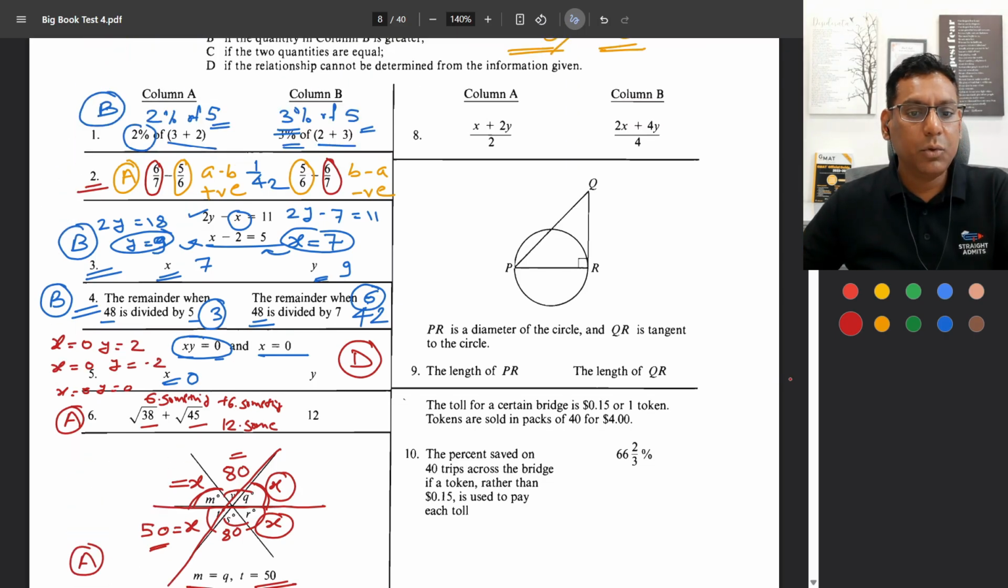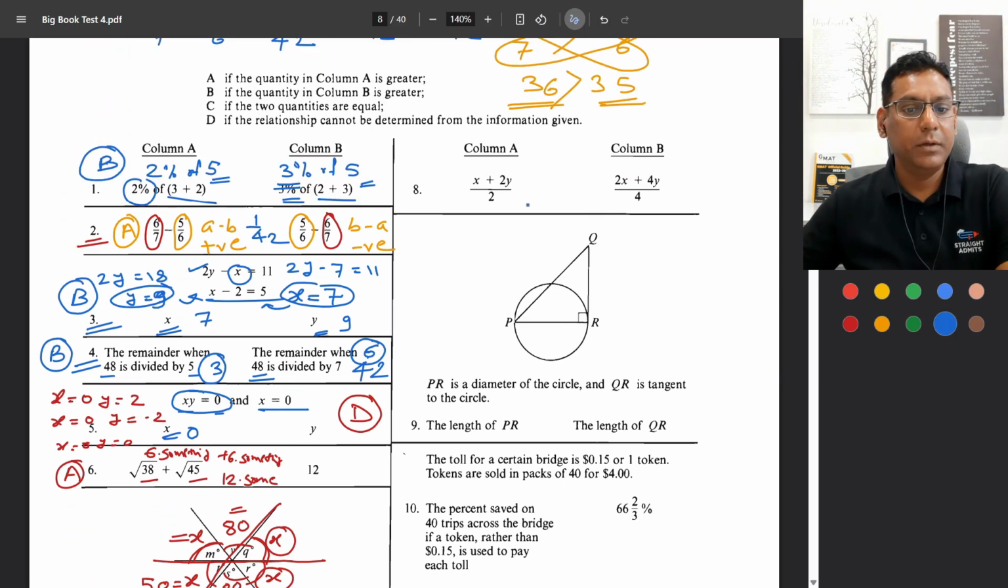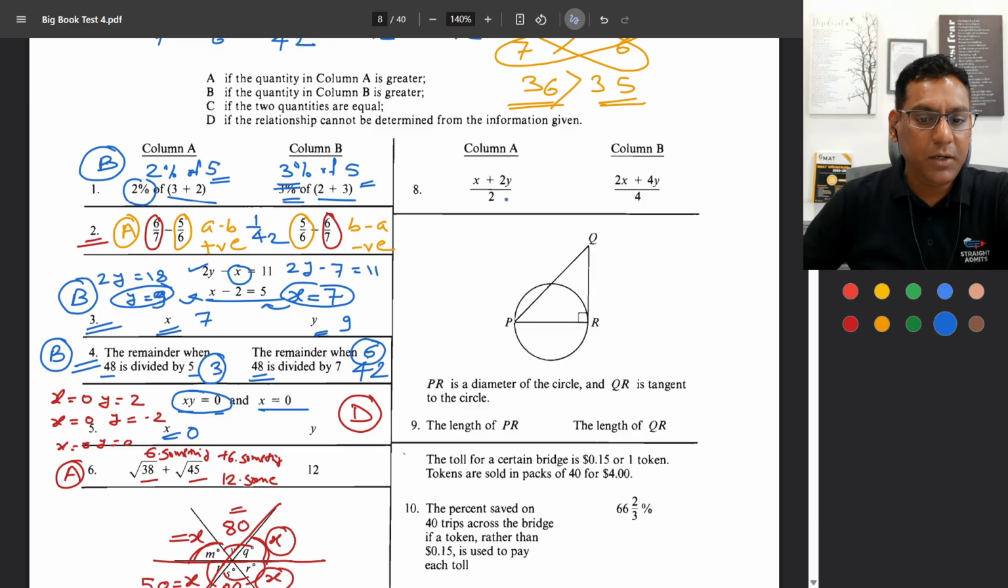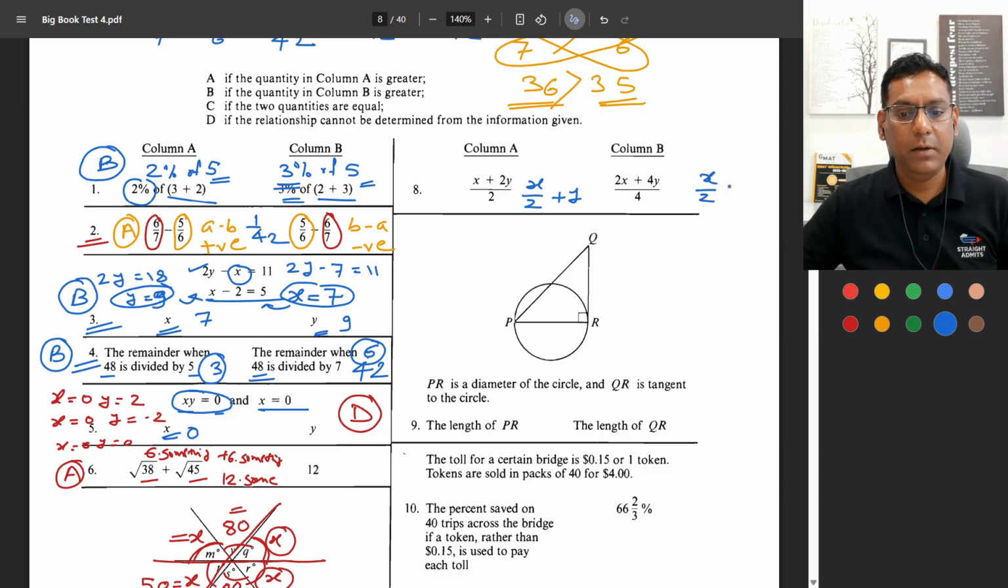Okay, let's look at question 8. X plus 2y by 2. Let's solve this. So that's going to be x by 2 plus y. I don't think I can simplify this any further. Let's simplify this also. 2x by 4 is going to be x by 2 plus 4y by 4. That is plus y. Okay, I get the same expression on both sides.